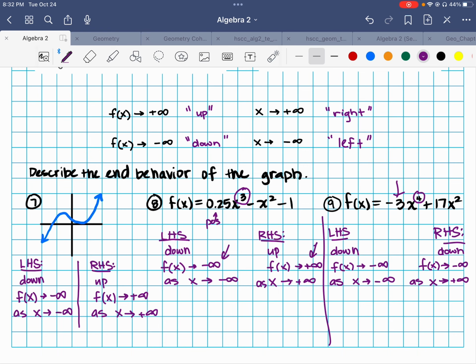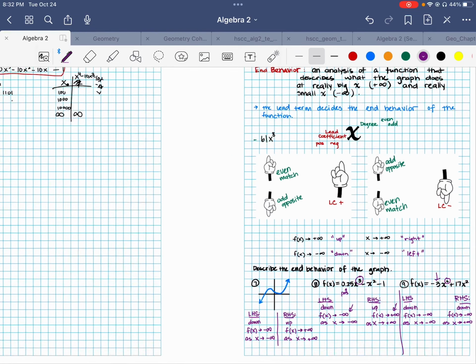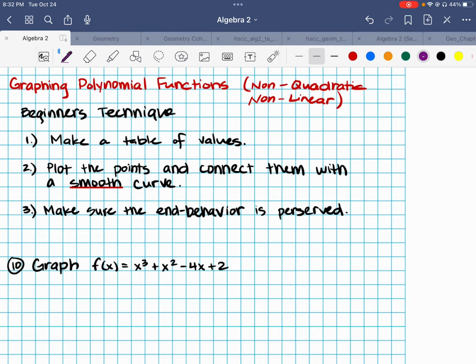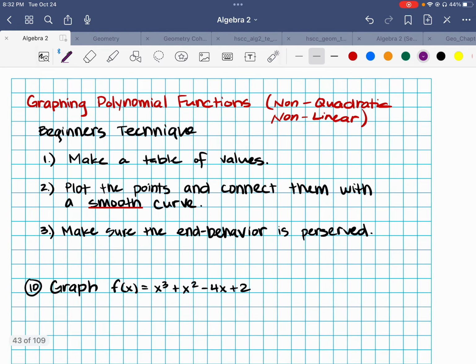All right, last problem. I want you guys to graph these things. Yeah, this video is going to take a while. The way that I want you to graph them is a horrible technique. It is a technique for beginners. So what you're going to do is make a table of values. I would pick numbers between -3 and +3. You're going to plot the points and connect them with a smooth curve. Also, you're going to want to make sure that your end behavior is preserved. That means it's the same end behavior.